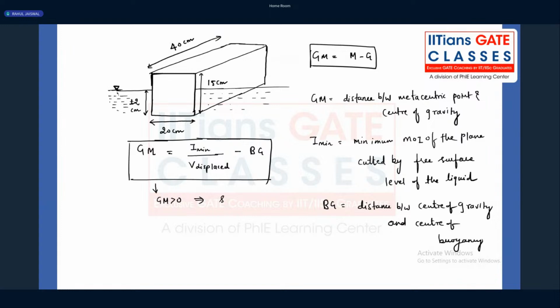That means we say it is a stable condition. If GM is equal to 0, then we say it is a neutral condition. If GM is less than 0, then we say it is an unstable condition.